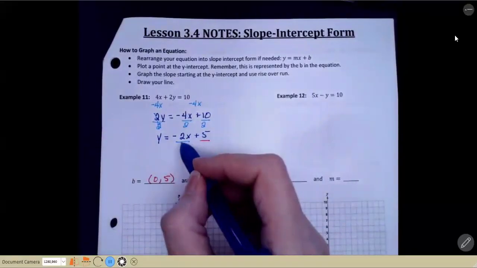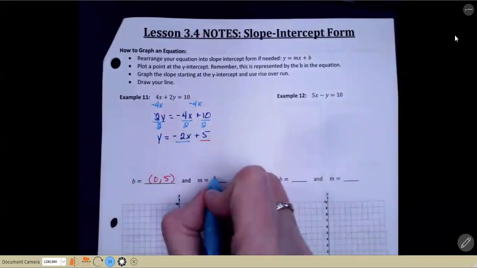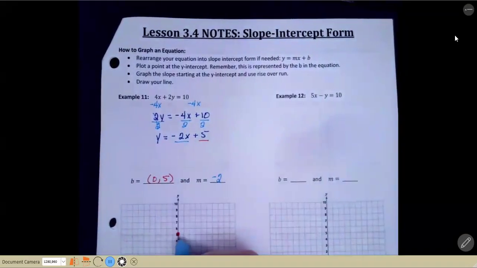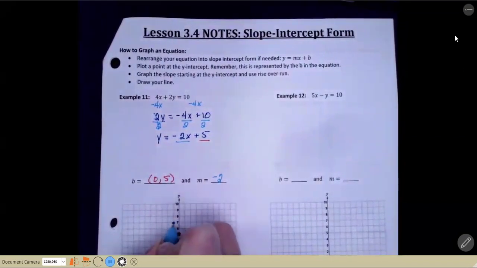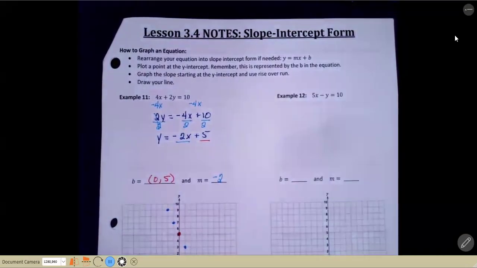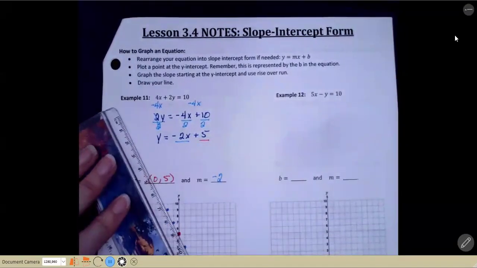Our slope here is negative 2. So from the point of our y-intercept, we graph our slope. We go up 2 and to the left 1, or we could go down 2 and to the right 1. Either way works. Okay. And then we could draw our line.